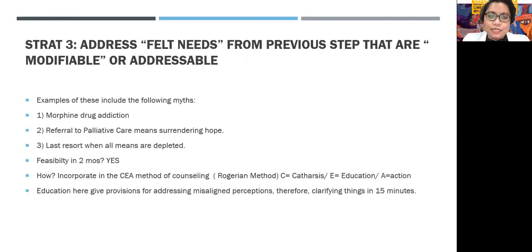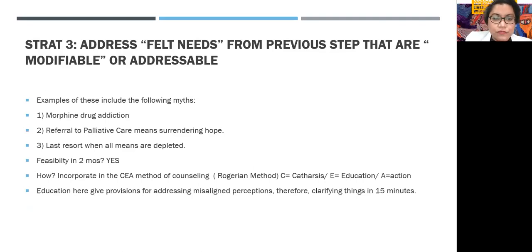For strategy three, here are concrete steps. Address felt needs from the previous step that are actually modifiable or addressable. Examples of these include the following needs.